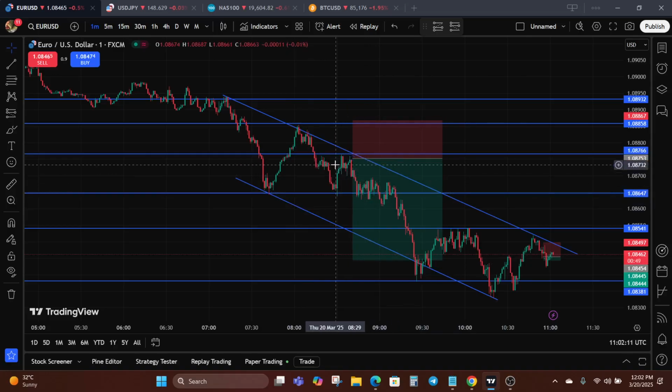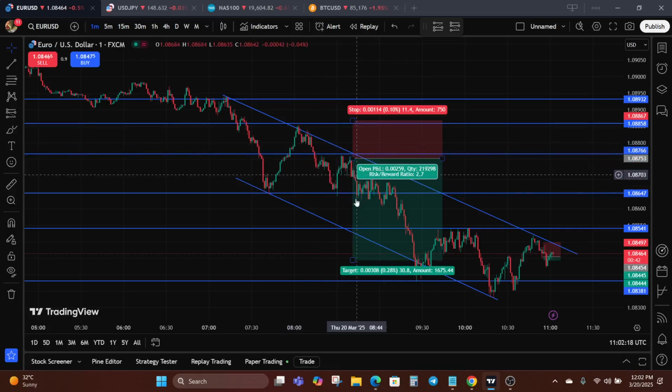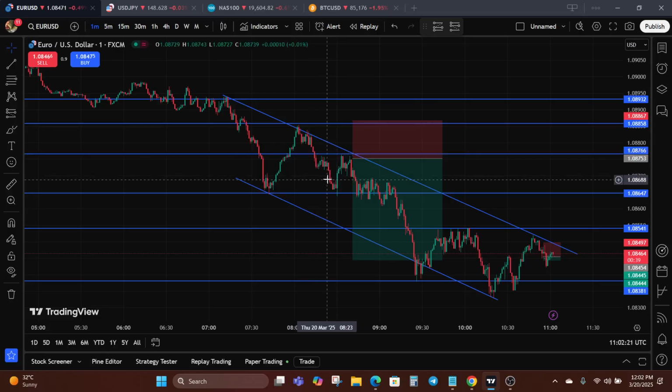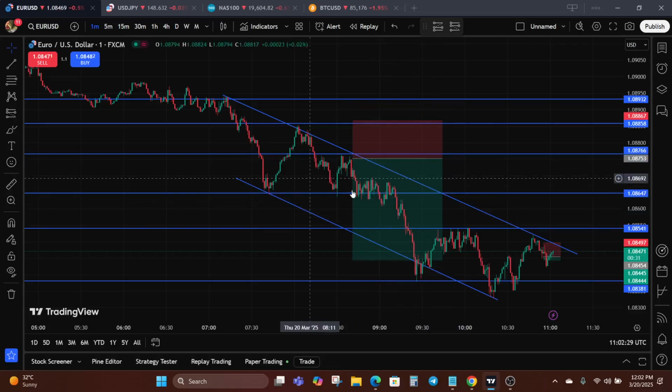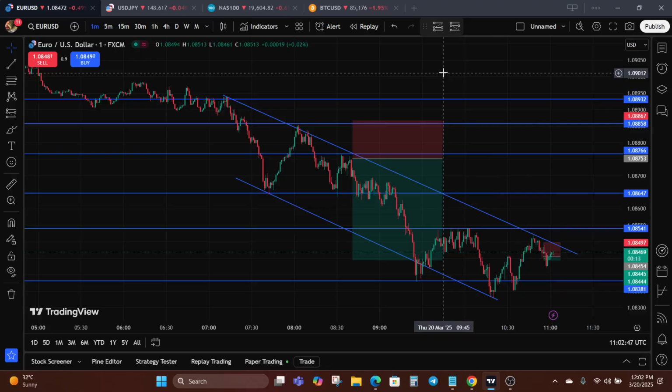You can see whenever a resistance has been broken, it turns into a support, and when a support has been broken, it turns into a resistance. So you can see that when this support was broken, it now became a resistance. Price got there and got rejected. And here, this was a support before, but when it got broken, it turned into a resistance. So just pay attention to these horizontal support and resistance levels, because they are areas where price usually gets rejected. You can use those areas as reference points for your stop losses and take profits. So this is a very easy strategy as a beginner.